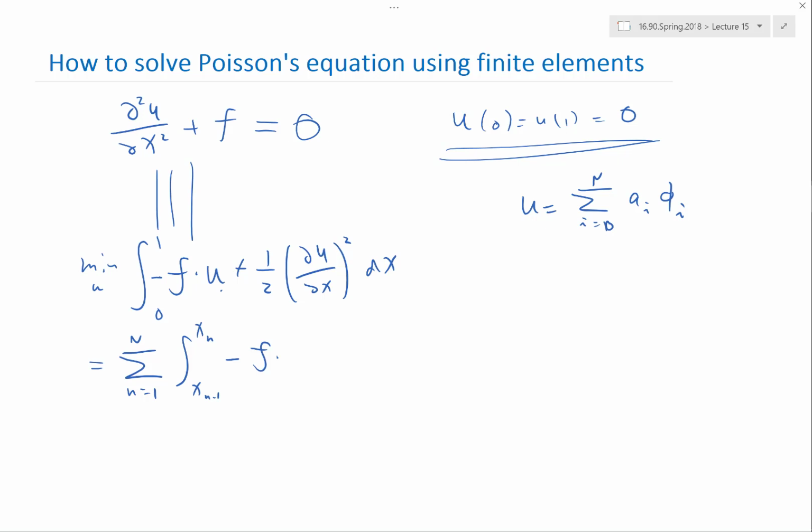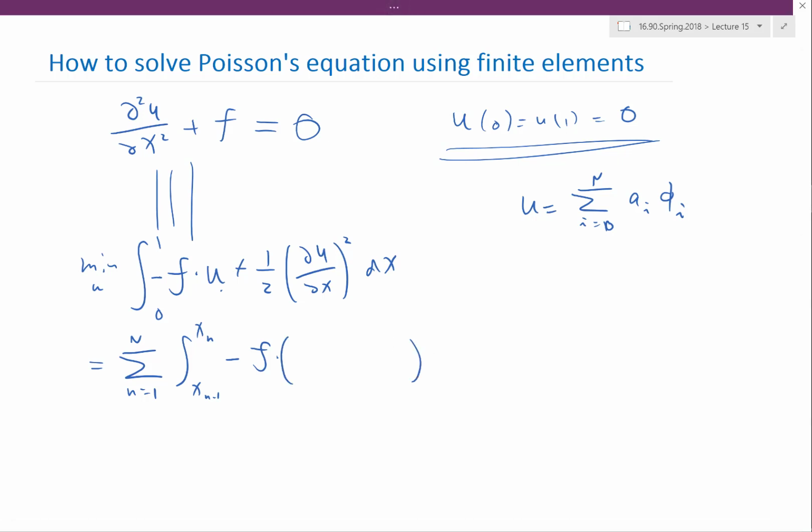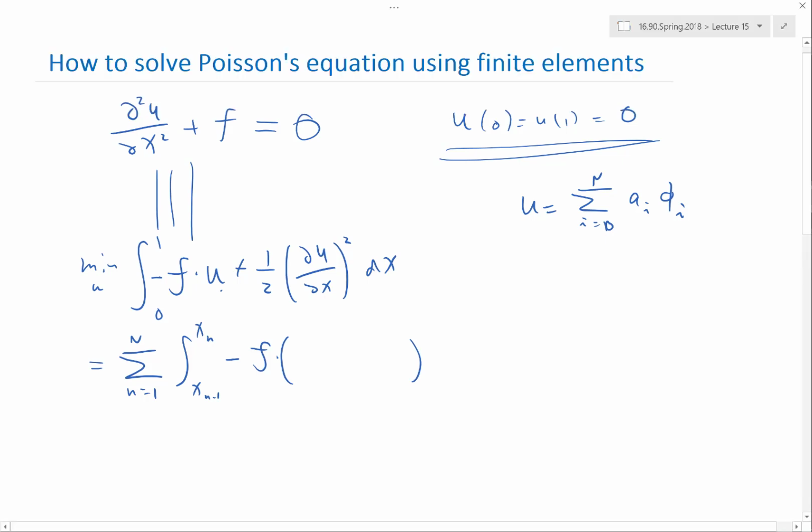Just 2, because in every element here, I'm integrating over an element, right? How many of these basis functions are non-zero? 2. Which 2? Yes. Phi n-1 and phi n. Right? Only these 2 terms are non-zero. Okay?